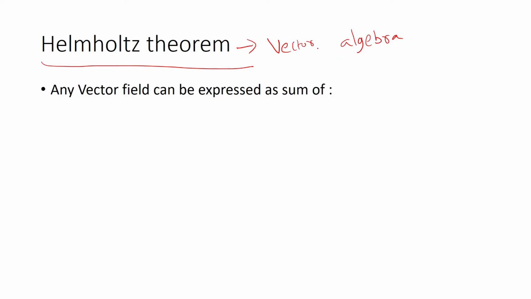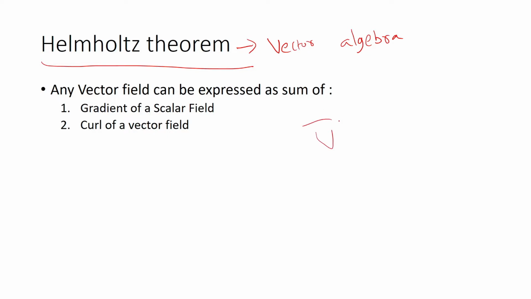Let us discuss something called Helmholtz theorem, which is a vector algebra concept. I have gone back to discuss vector algebra to specify a particular interesting point. Helmholtz says that any vector field can be expressed as the sum of the gradient of a scalar field and the curl of a vector field. If you consider any vector field V bar, this can be written as the gradient of some scalar field plus the curl of another vector field.